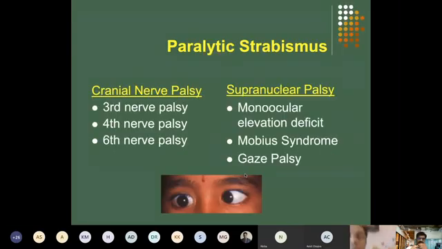Let us start with paralytic. Again, in paralytic, we have the actual nucleus, the nerve paralysis, which is the third, fourth, and sixth nerve. And it can be a supranuclear paralysis, which is monocular elevation deficiency, Mobius, and gaze palsy.